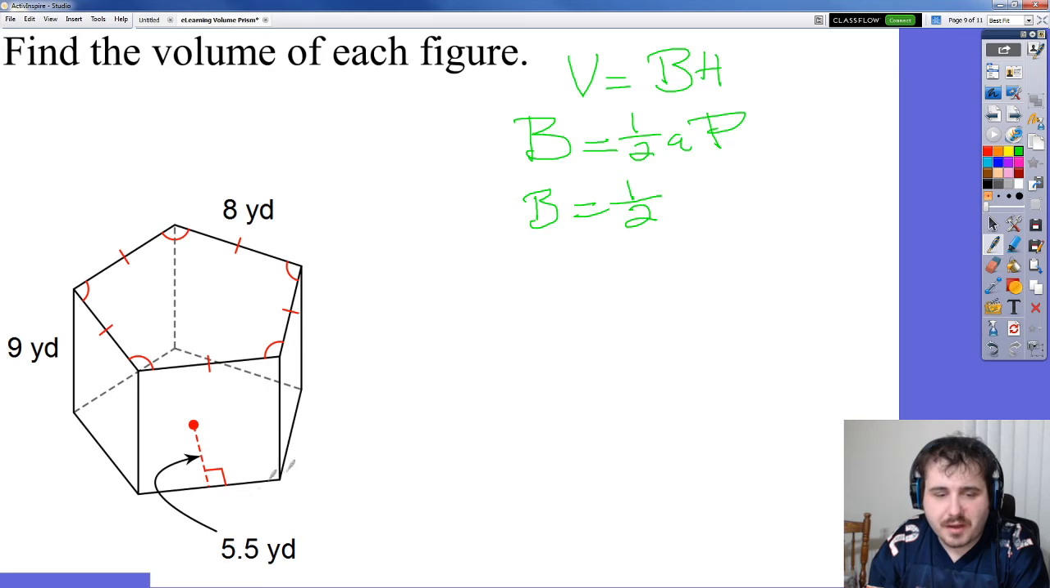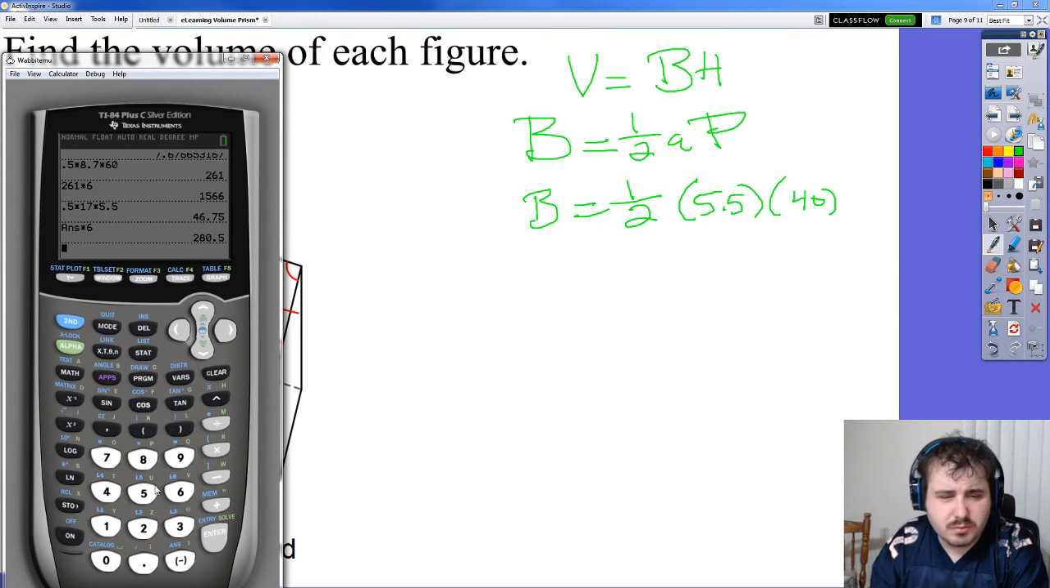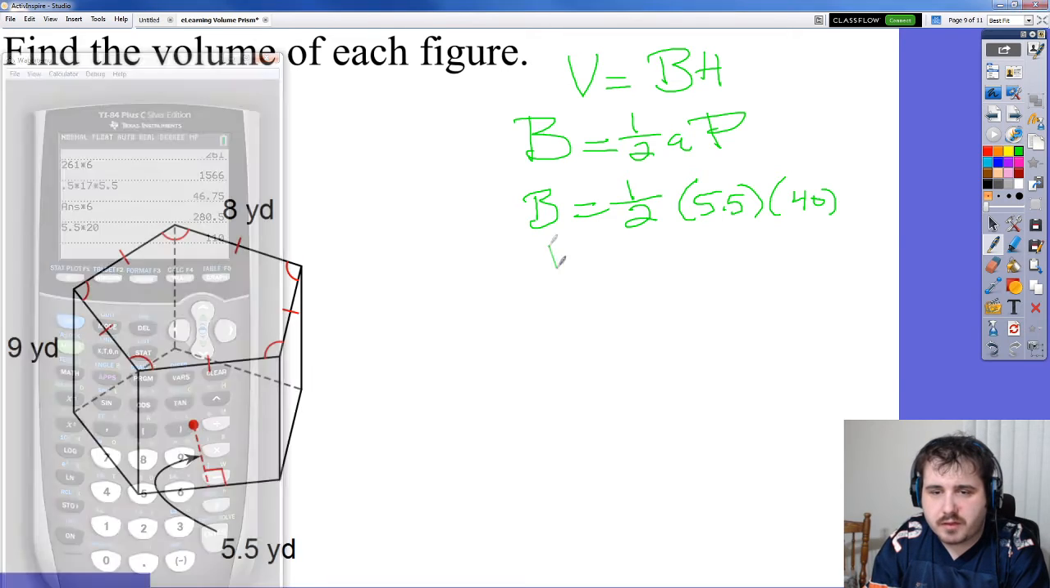1/2. Apothem is 5.5. Perimeter, well, one side is 8 and there are 5 of them, so 8 times 5, that's 40. And there we go. So now we just have to do half times 5.5 times 40, which I think is 110. 5.5 times 20. We'll double check because yeah, 110. Good. All right. So the area of the base is 110.